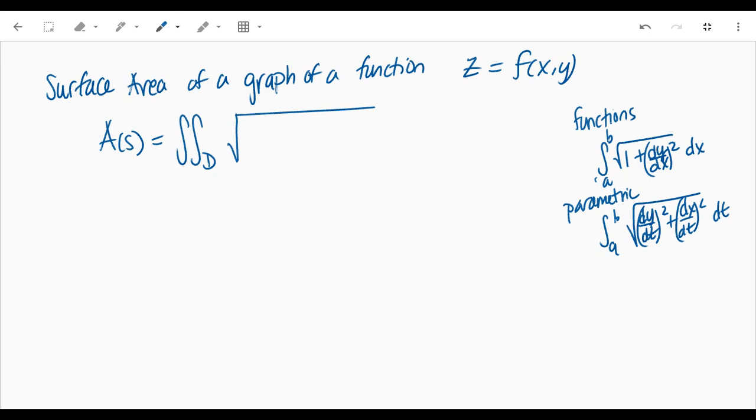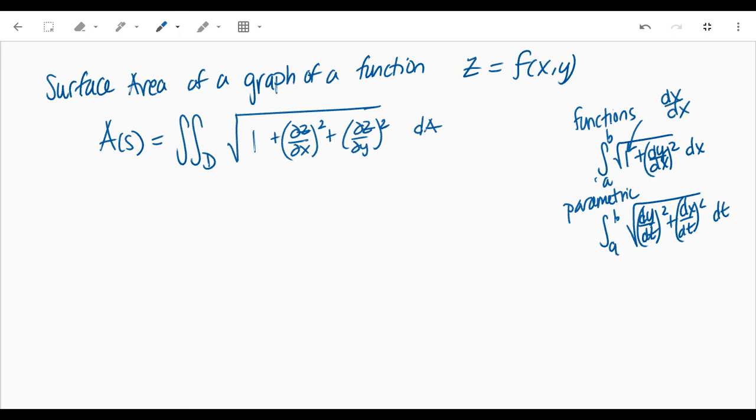We're going to have 1, which is technically the partial of z with respect to z, plus the partial of z with respect to x squared, plus the partial of z with respect to y squared. And then that will be a dA. So it's kind of the next step. And we talked about how that 1 is technically dx/dx.